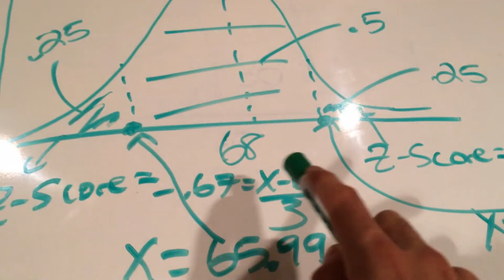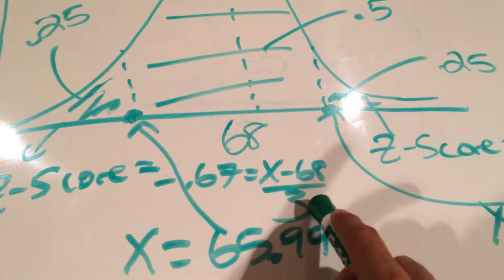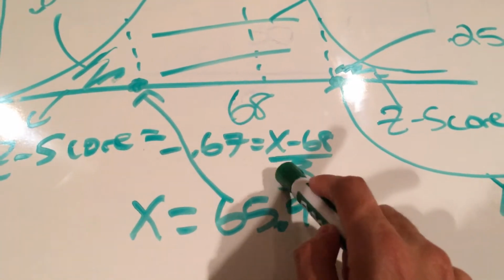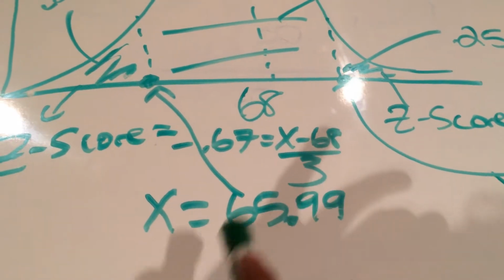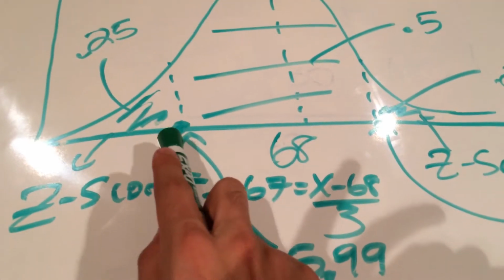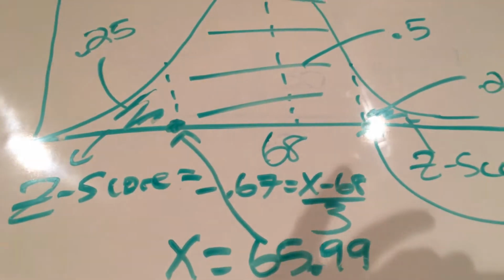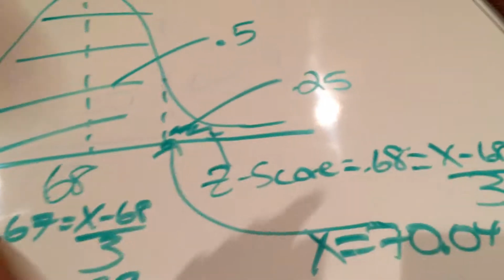And of course, we know z-score equals x minus 68 over 3. Solve this out, multiply both sides by 3, add 68. So x must be 65.99. That represents this point right here. Now, what about over here?